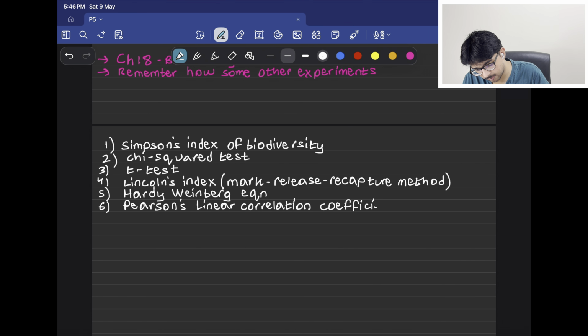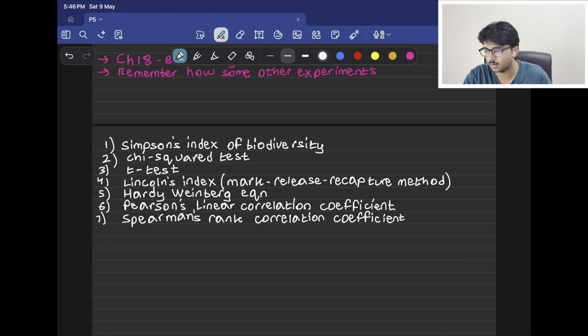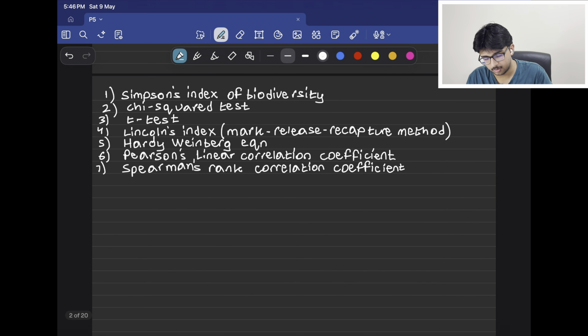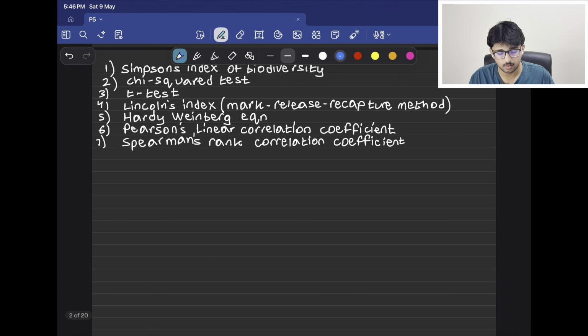And then we have the last but not the least, this is the Spearman's rank correlation. So basically the two correlation coefficients at the end, Pearson's correlation and then Spearman's rank correlation coefficient. Let me just double check if I have mentioned everything and I have not missed out on anything. So yes, everything else is done. All right, so let's talk about each one of them and discuss each one of them in detail.